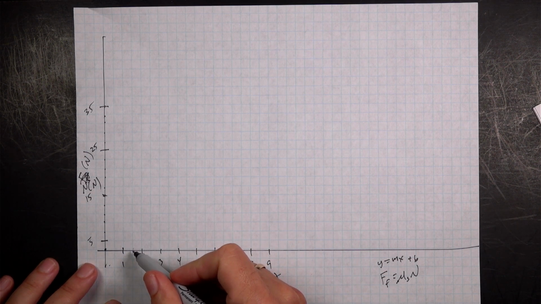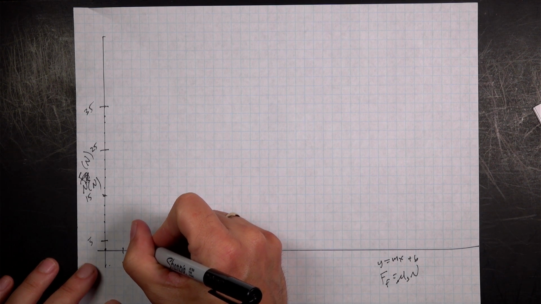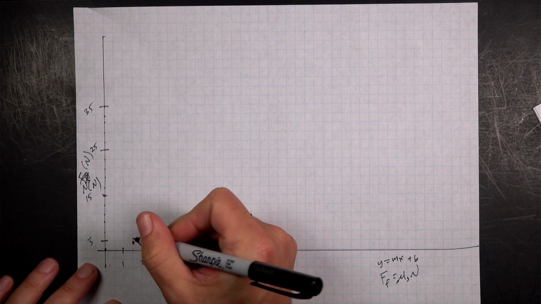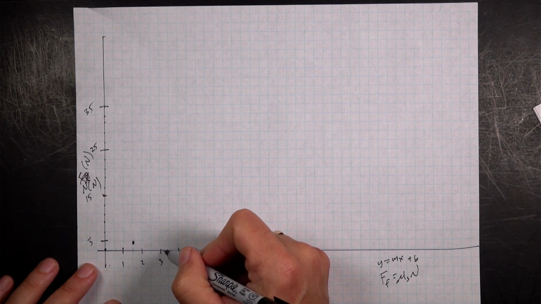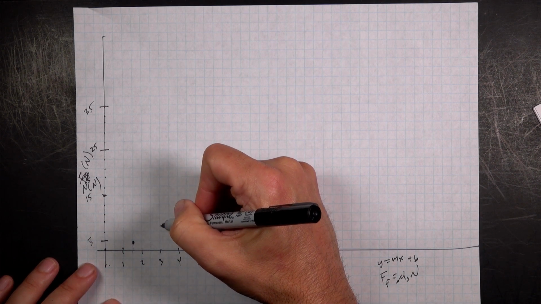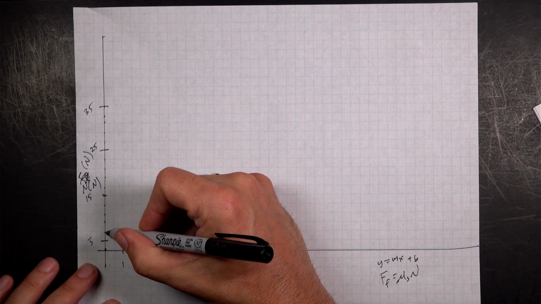1.56. I'm just going to do 1.5. It doesn't have to be perfect. And 4.9, so that's going to be right there. The next one is 3.07 and 9.8. So 3.07 is close to this. And then 9, so this is 5.